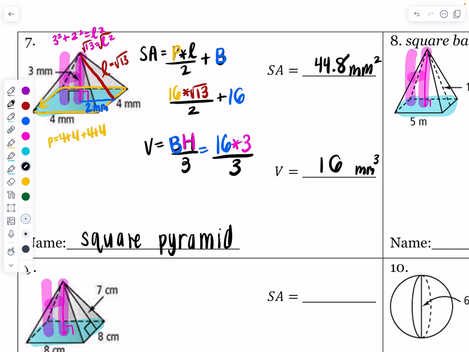A lot of times I'll have people get uncomfortable when they see this because they're like, but Ms. Hall, my surface area is a bigger number than my volume. Is that okay? And absolutely it is.